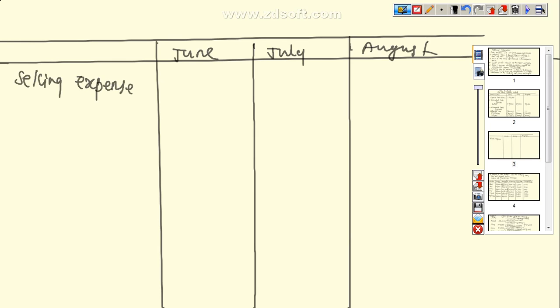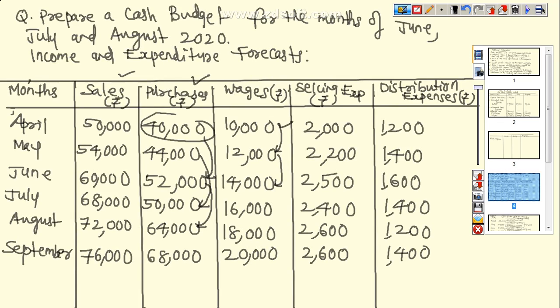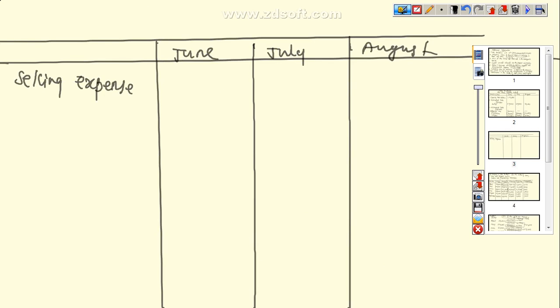same adjustment. 1 month delay means the payment of April we have to pay in May, and this amount we pay in this month, and this amount we pay in this month. So we write it there in the table. In June we have to write there 2200, and in this month we write here 2500, and in August we write here 2400.